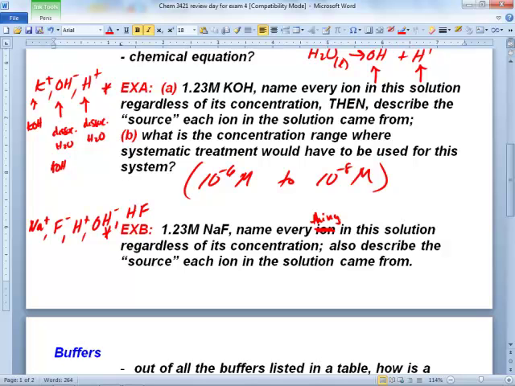The H plus, where is this one coming from? The dissociation of water. Right. How about the OH minus, Amanda? Where is this coming from? The dissociation of water. Now it's also in a Kb reaction, but that's not its source, right? And the HF, Miranda, where is this guy's source? Where's he coming from?